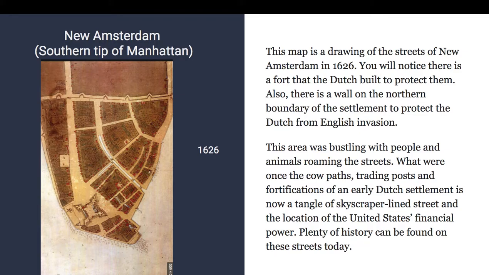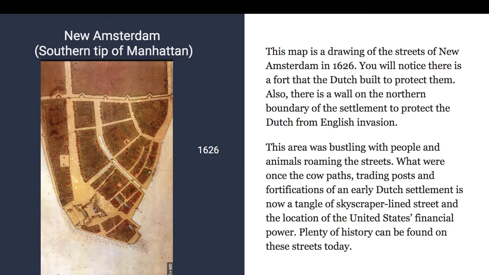Now, let's look back at this map. This is to show you what New Amsterdam, the southern tip of Manhattan, looked like in 1626. This is a map of a drawing of the streets of New Amsterdam in 1626. You will notice there's a fort right over here that the Dutch built to protect them. Also, there is a wall right here on the northern boundary of the settlement to protect the Dutch from English invasion. This area was bustling with people and animals roaming the streets.